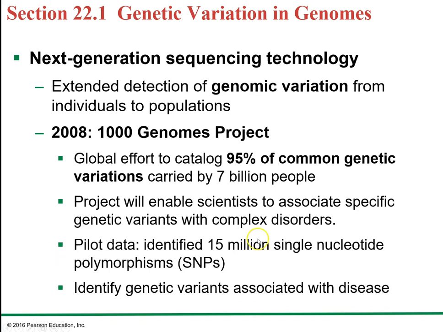And so we've done that with many different organisms. We know the genome, right? This is now talking about an effort to catalog 95% of common genetic variations carried by about 7 billion people, okay? And so what they're trying to do is associate specific genetic variants with disorders, right? And so some of the pilot data that's come out of this has identified about 15 million single nucleotide polymorphisms, amongst other data as well.